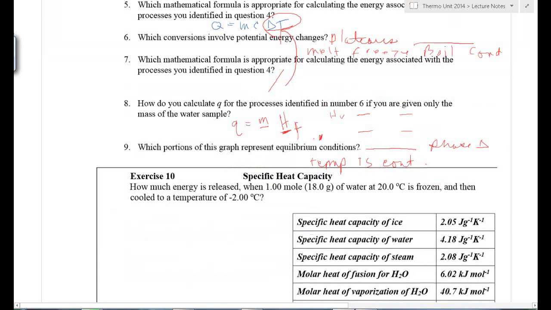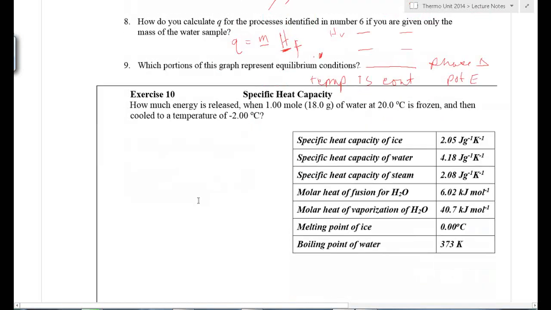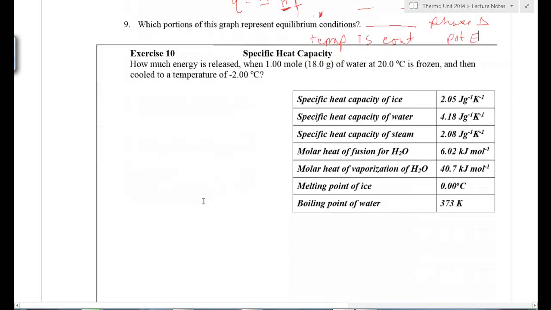So kinetic energy is not changing, only potential energy is changing. Okay? So let's take a look at this specific heat capacity problem for a heating curve. It says how much energy is released when 1 mole of water at 20 degrees C is frozen and then cooled to a temperature of -2. Alright, so here we have cooling going on.